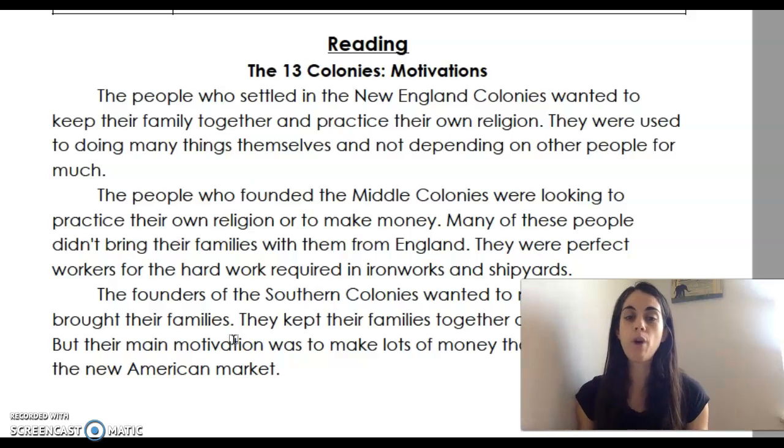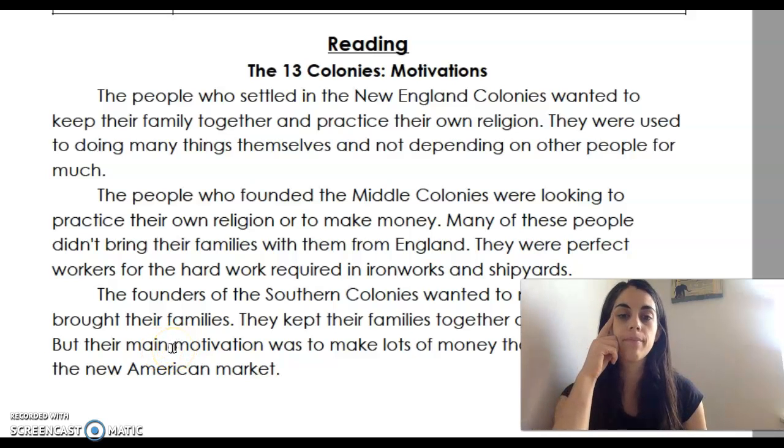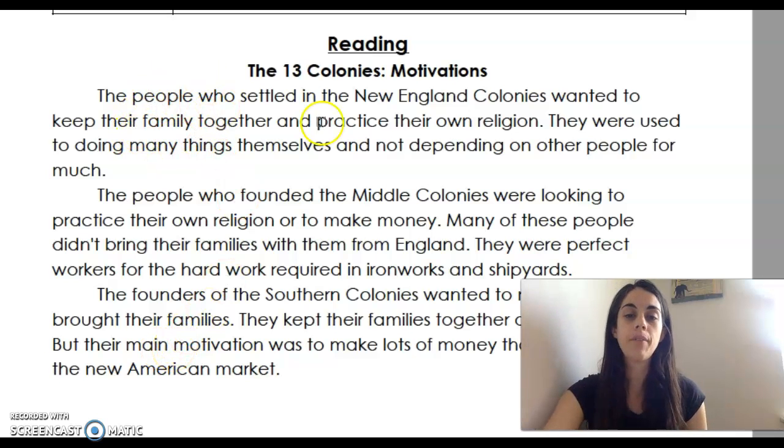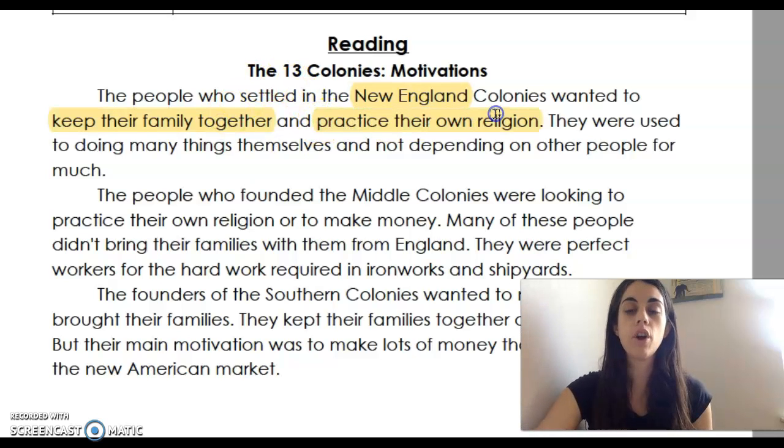I need information about New England. Which paragraph is about New England? The first, the second, or the third? I know the third paragraph is about New England because it mentions New England in the first sentence. So now I can look for motivations in New England. They want to keep their family together and practice their own religion. So I'm going to add this information to my chart, the motivations in the New England colonies.